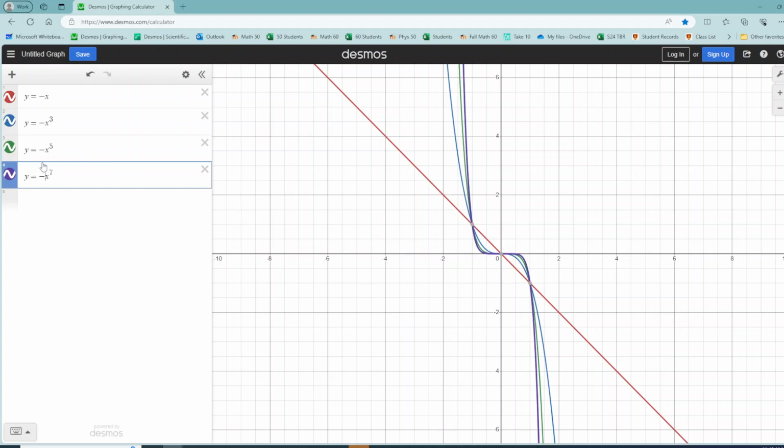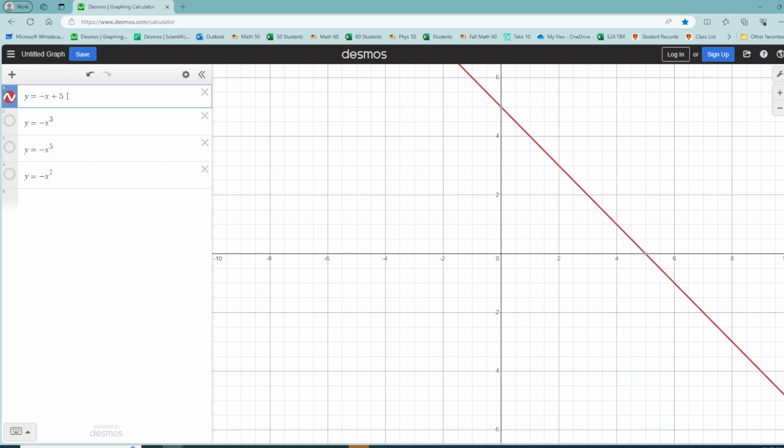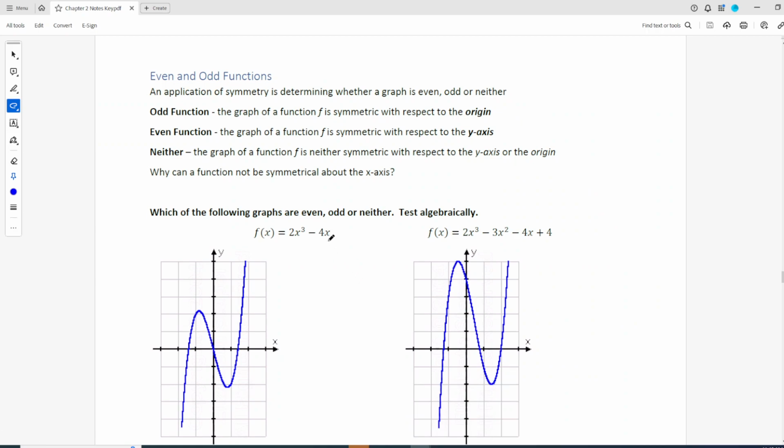Now, one thing I always like to point out is that not every odd graph has symmetry about the origin. So for example, if I graphed a linear graph like x plus 5, this graph is odd, but it's no longer symmetric about the x-axis or the origin. And that's okay. It's still an odd function, but you couldn't determine that this was an odd function based on symmetry. So what we're going to be doing in this lesson today is looking at, can you tell from an equation whether something is an even or an odd function based on its symmetry?